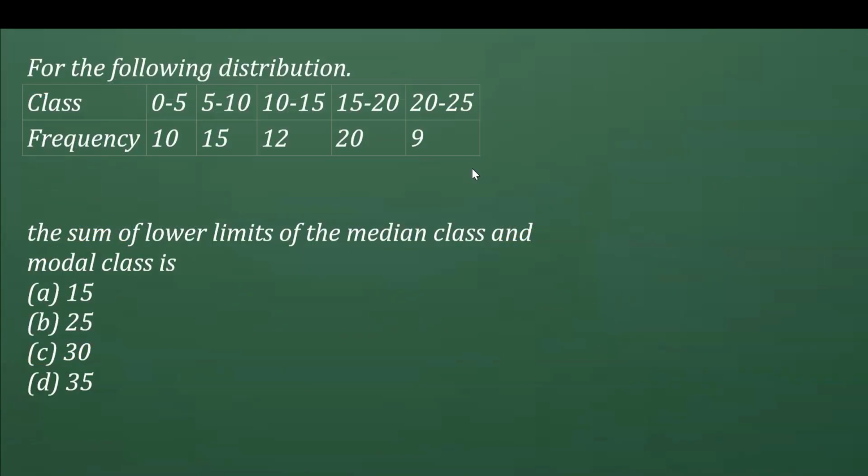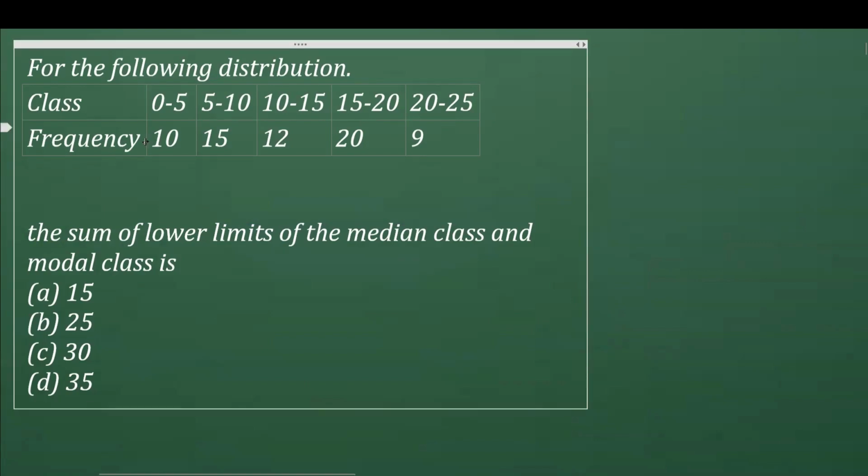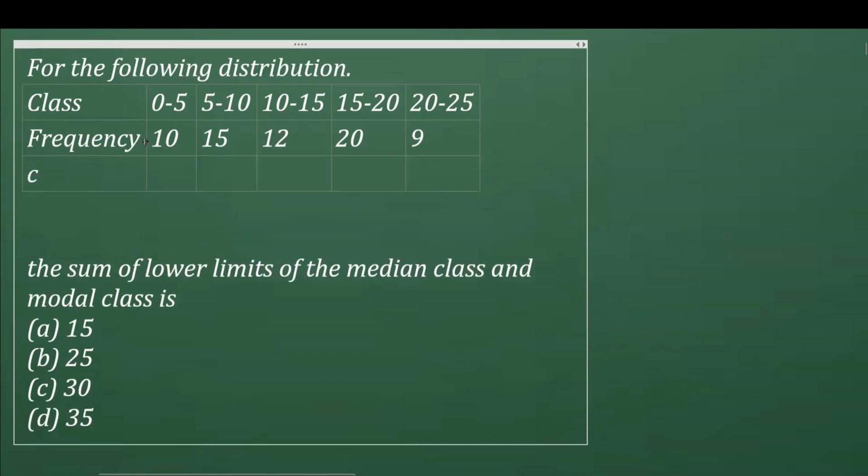In this question from the chapter statistics, we are given a class and frequency distribution table, and what we have to find out is the sum of the lower limits of the median class and modal class. First we need to find the median class, and we can calculate it if we know the CF. So let's calculate CF. First will be 10, 10 plus 15 is 25, 25 plus 12 is 37, plus 20 gives 57, and plus 9 gives 66.